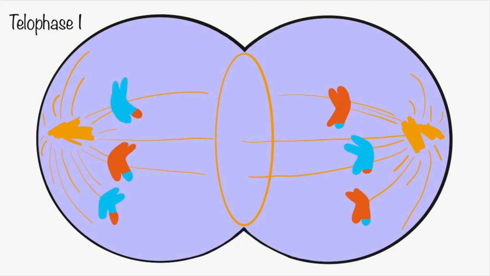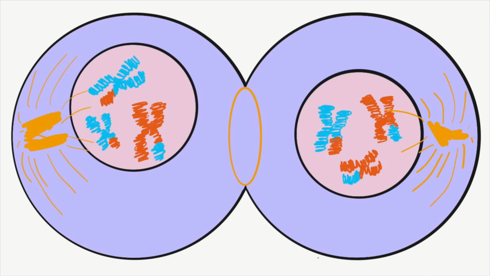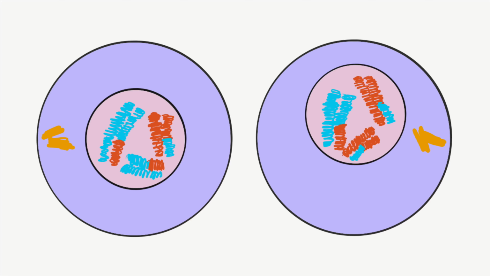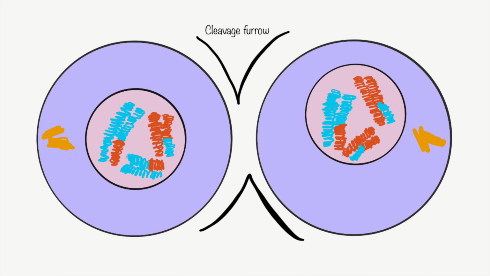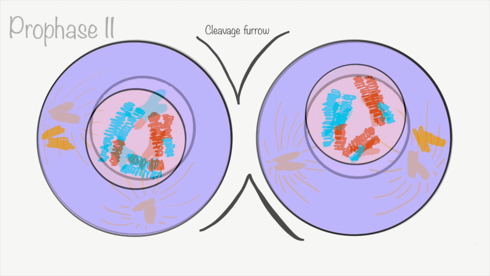Meiosis 1 ends with telophase 1, in which chromosomes uncoil and the chromosome number changes from diploid to haploid. The nuclear envelope reforms at each pole, followed by cytokinesis, which separates the cell into two daughter cells with a cleavage furrow, resulting in two secondary spermatocytes, which are two haploid cells.